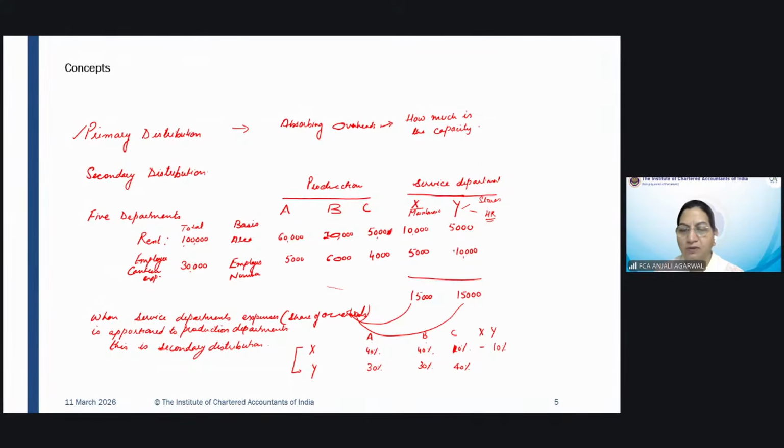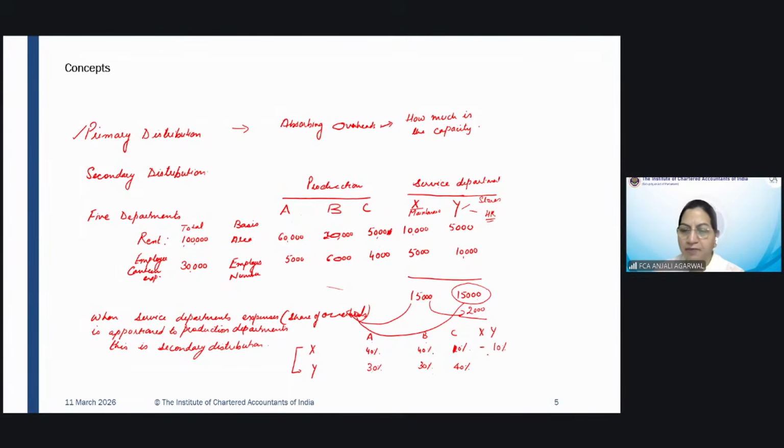So what will happen now? If you distribute this 15,000, you will give it to A, B, C, and Y. So the total of Y will not be 15,000, but some portion of X will also come to Y. So let's say 2,000. So now 15,000 should not be allocated amongst ABC, but 15 plus 2, 17,000 should be apportioned between A, B, C in the ratio of 30, 30, and 40%, right?